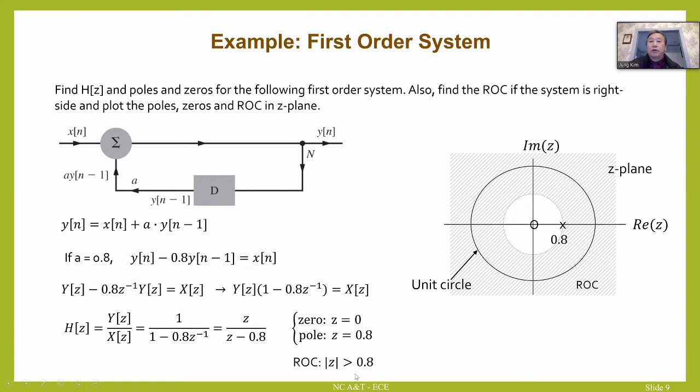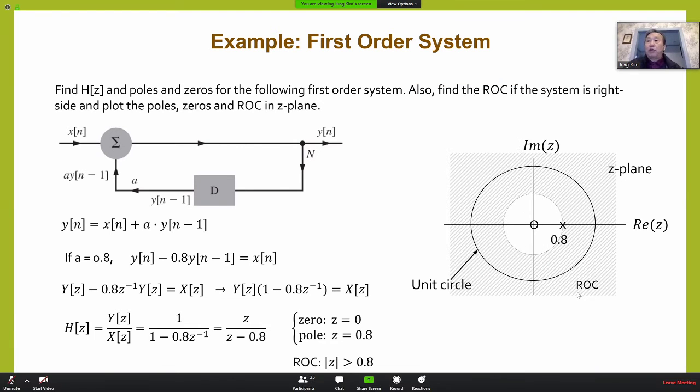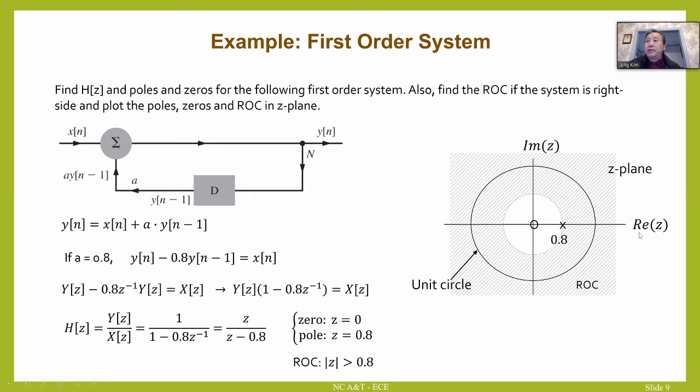In the z domain, the real part of z is the x-axis and the imaginary part of z is the y-axis. The zero is marked as a circle, the pole is marked with an X, and the region of convergence is the exterior of the circle. In this case, we assume this is a right-sided sequence, okay?